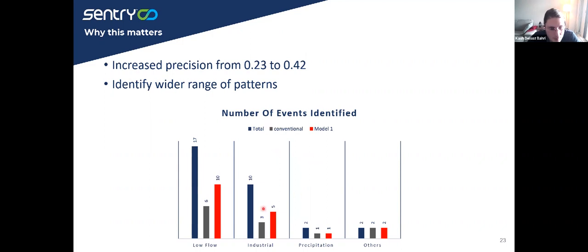Also, I have a chart here that shows you in each type of event how we could perform better with model 1. Basically, we were able to detect 10 low flow events with the new model compared to 6 events with the conventional threshold strategy. Also, in industrial discharges, we were able to identify 5 of them instead of 3 with the conventional threshold. So it is actually having a better efficiency.